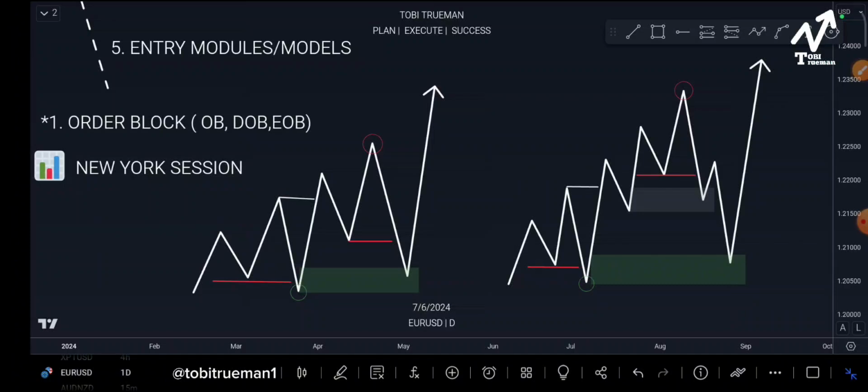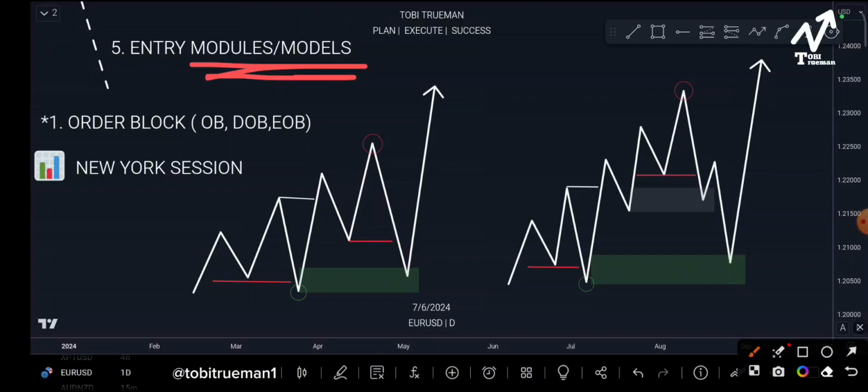So let's come to our entry models. The entry models, there are 3. Okay, there are 3 in number, but I'm just going to give out 2 that mostly come out a lot, that you can easily see on the market. Then the last one is reserved only for my VIP members.